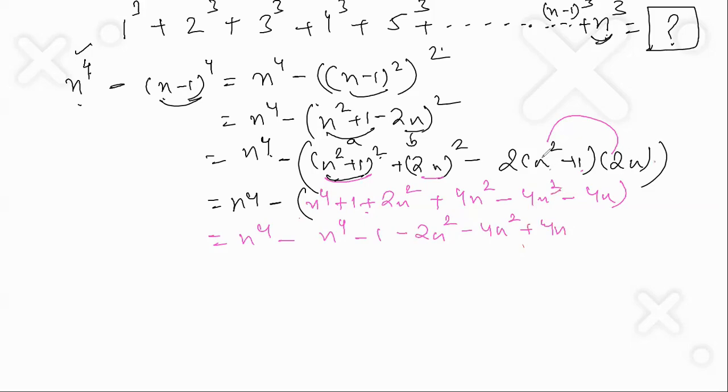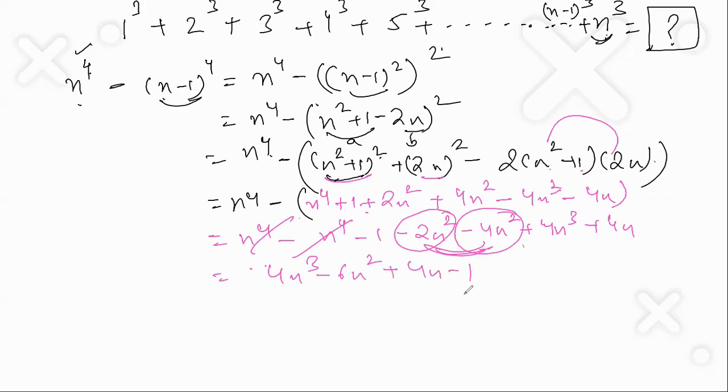2n into n square is 4n cube, no? Into 2. And plus 4n. So they will cancel out. What we are left with is 4n cube. According to the powers, this will become minus, minus, plus, because they are like terms, both the same terms with power square. Then we have 4n and then we have minus 1. So the result of this is this one.